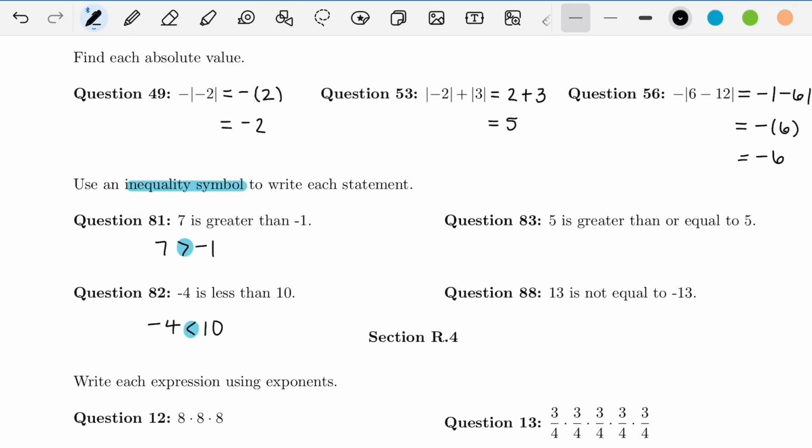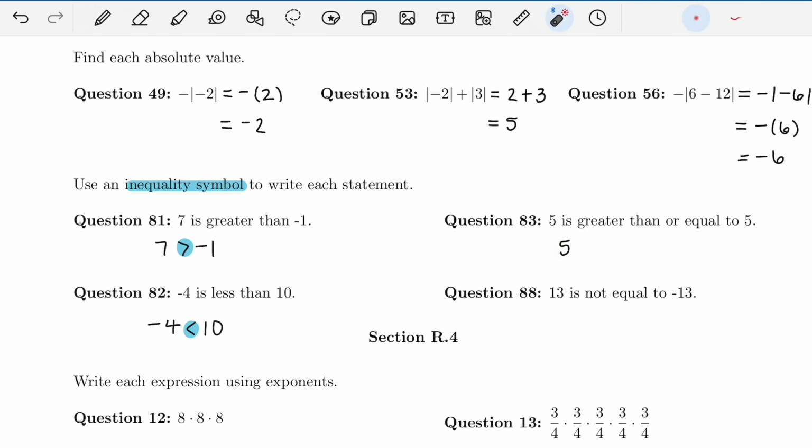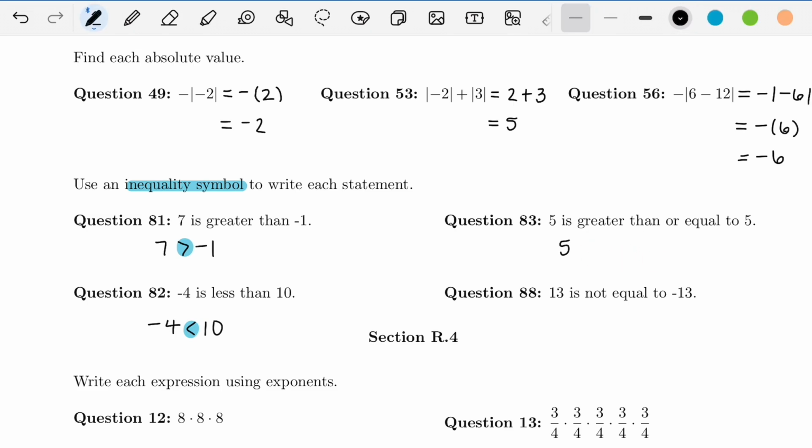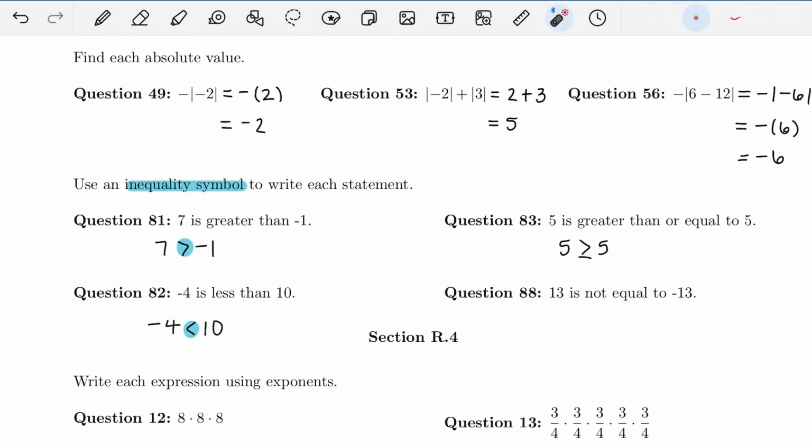Now for 83 here, we have 5 is greater than or equal to 5. Now if you notice for all of these, we're writing them left to right in the same way that we would read them. So if we're starting with 5 is greater than or equal to 5, the first thing we're going to have here is 5, and then we're going to have our greater than or equal to symbol, and then 5. Now our greater than or equal symbol looks like this here. We have a greater than sign, and then we just have a line under it. Now this indicates that 5 is greater than, or it can be equal to 5, and that is a true statement.